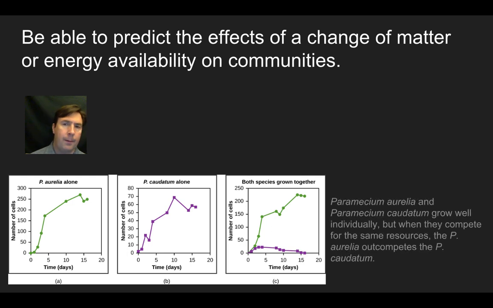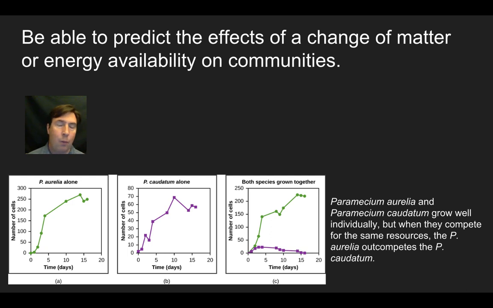Well, it turns out that when you grow them together, the P. caudatum is outcompeted for resources. And so this is showing competition as an example. So if your mind went to, oh, the P. caudatum, they're being fed upon, but you could have gone a lot of different ways. But what we'd see is that if the P. caudatum was the food supply for the P. aurelia, we would see that once the Paramecium caudatum population went down, we would expect the P. aurelia population to go down.